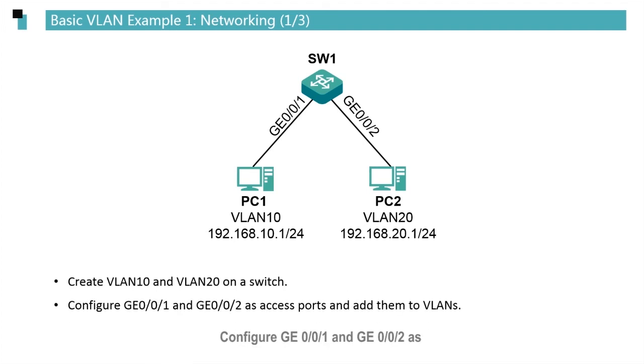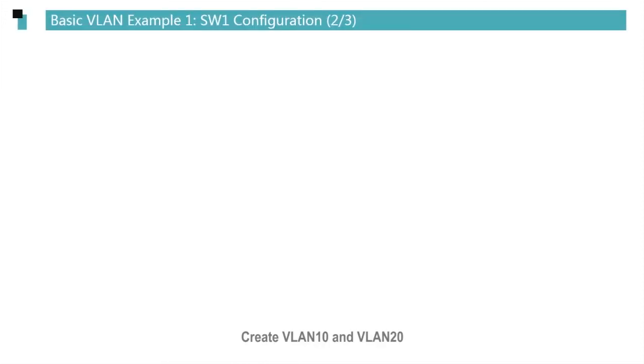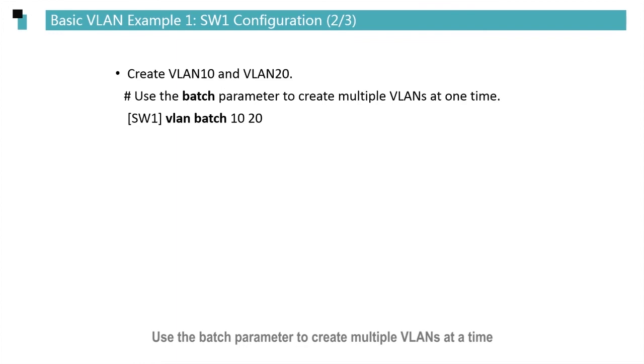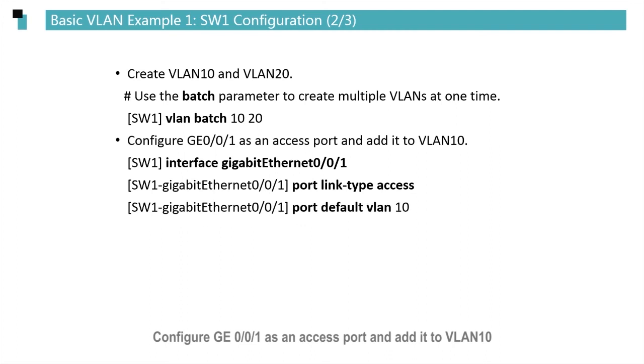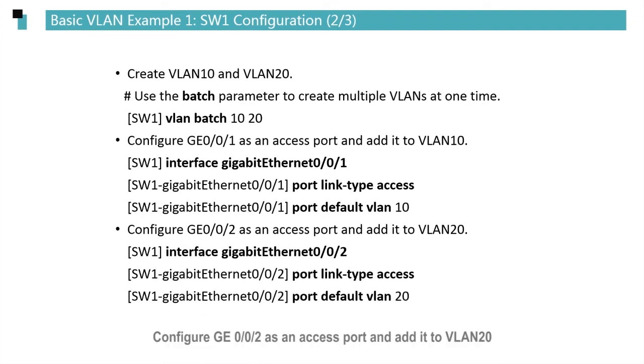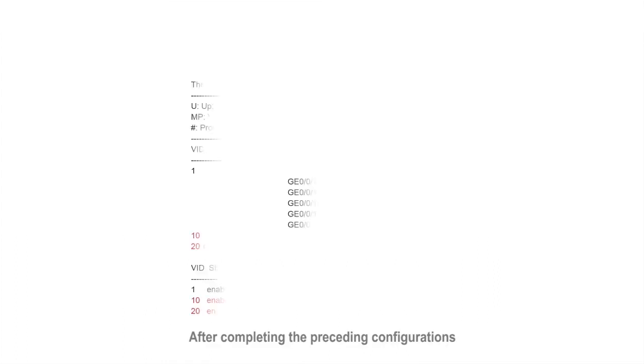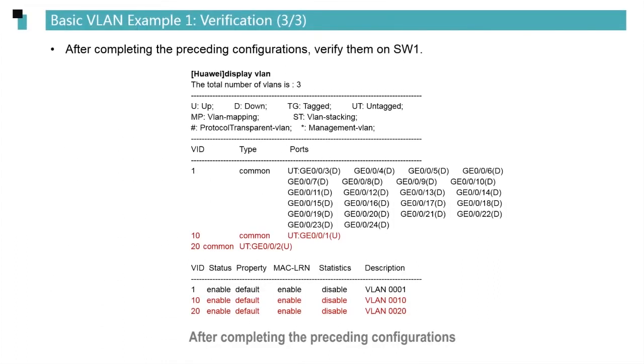Configure GE0/0/1 and GE0/0/2 as access ports and add them to VLANs. Create VLAN 10 and VLAN 20. Use the batch parameter to create multiple VLANs at a time. Configure GE0/0/1 as an access port and add it to VLAN 10. Configure GE0/0/2 as an access port and add it to VLAN 20. After completing the preceding configurations, run the display vlan command on SW1 to view VLAN information.